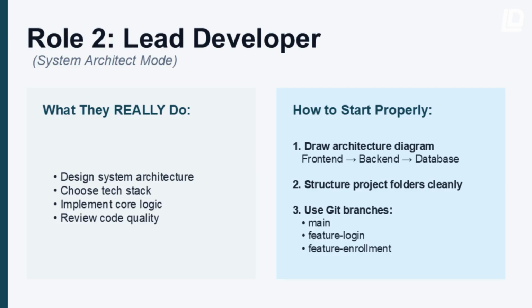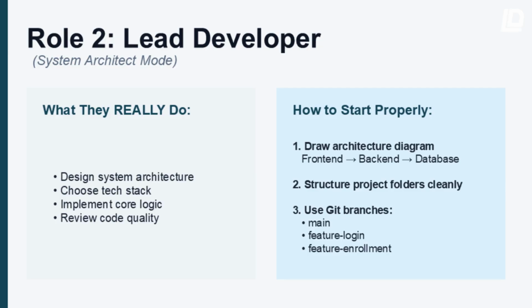How do you start properly? Step 1. Draw your architecture diagram. Frontend talks to backend, backend talks to database. Make it visual. Step 2. Structure your project folders cleanly. Don't just throw everything in one directory. Separate models, controllers, views, utilities. Step 3. Use Git branches properly. You have a main branch that's always stable. Then create feature branches like feature login and feature enrollment. Work on features in isolation, then merge them when they're tested and ready. This is professional software development. Notice we're not just writing code randomly.